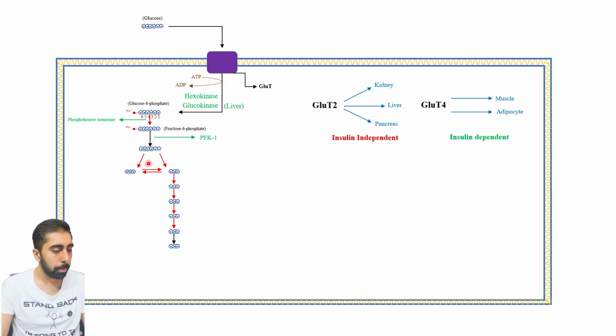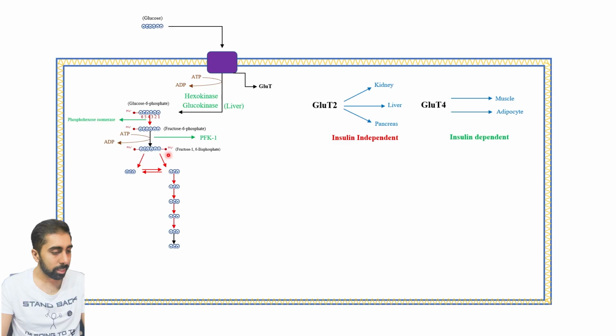In the next step, we have an important enzyme called phosphofructokinase type 1. Phosphofructokinase type 1 adds another phosphate group to this molecule, and this new molecule is called fructose 1,6-bisphosphate. We add this other phosphate using another ATP, turning ATP into ADP to attach another phosphate group to fructose.